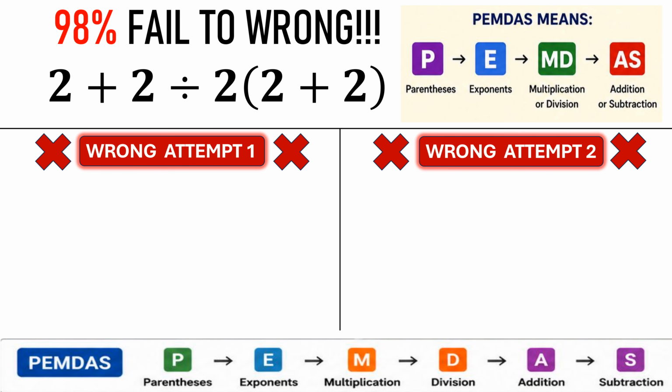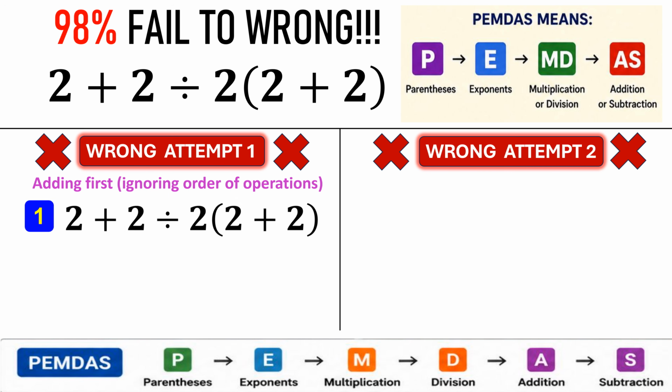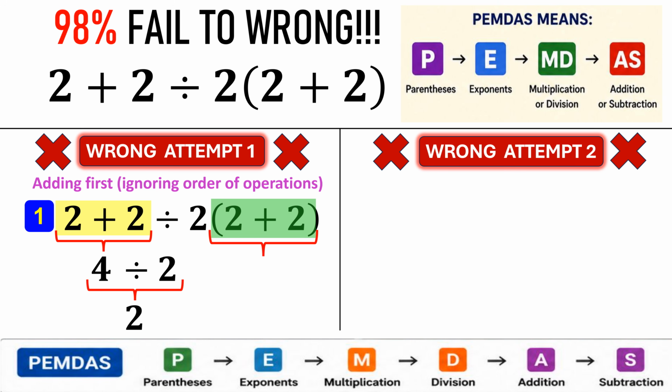Before we find the correct answer, let's examine two common wrong methods. In the first wrong method, the person does the addition first. That is, they say, 2 + 2 equals 4. Then they divide 4 by 2, which gives 2. Then they solve the expression inside the parentheses, 2 + 2 equals 4. And finally, 2 times 4 equals 8. So the answer from this method is 8.